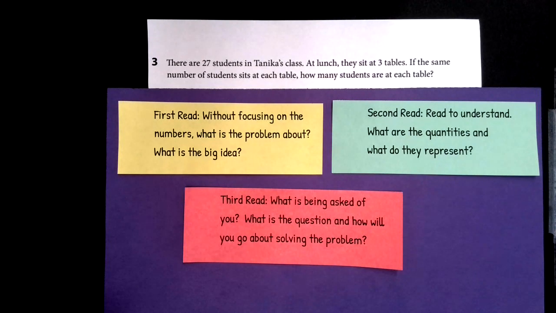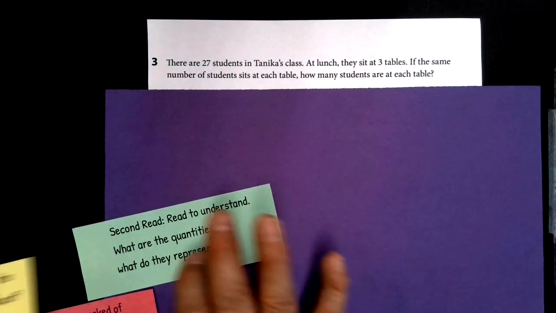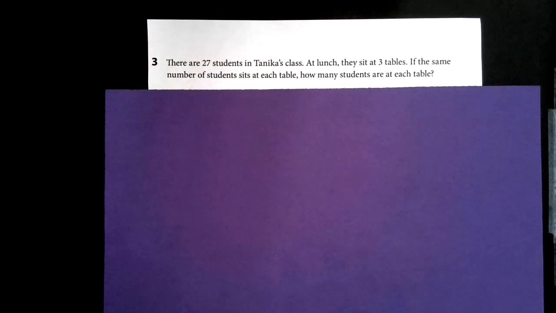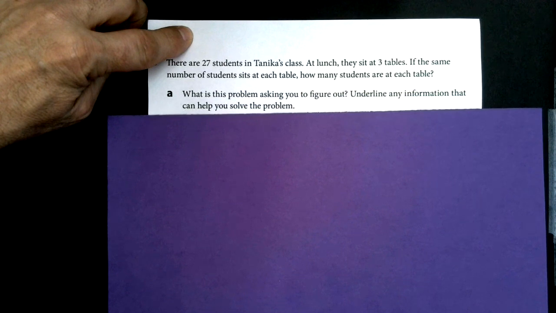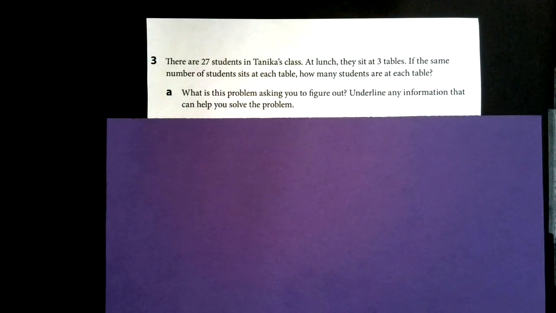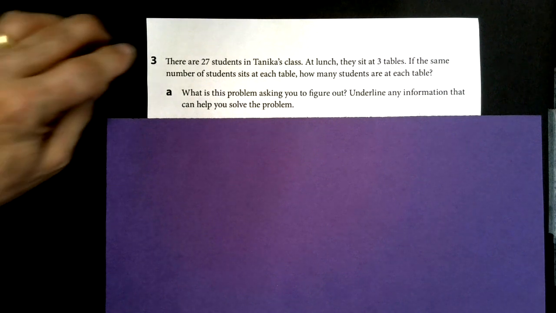All right, let's see what the problem itself is asking. What are the words they're using? I bet we've already covered all their questions in our 3 reads. What is the problem asking you to figure out? Underline any information that can help you solve it. Well, we underlined or we looked at that information in our second read. We looked for those quantities, including the unknown quantity. And they're asking us to figure it out. That was our third read. We started thinking about that. How many students are at each table?